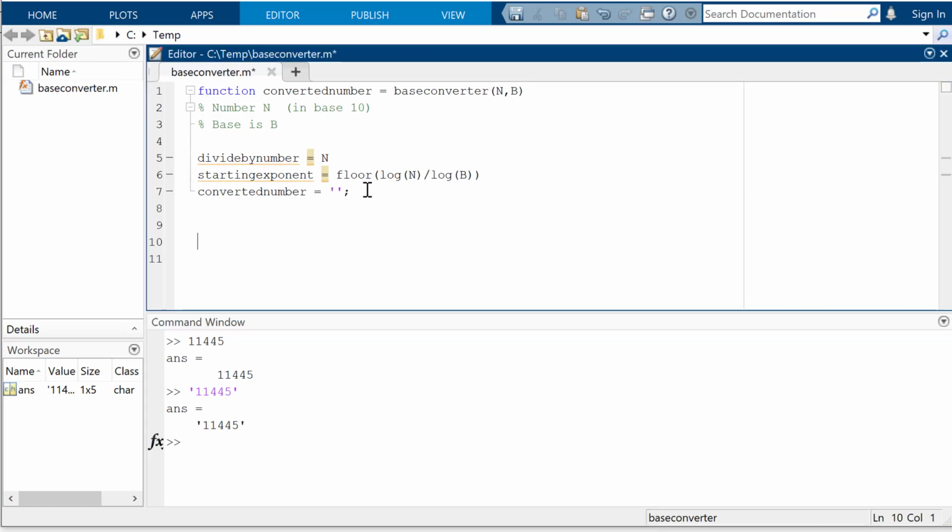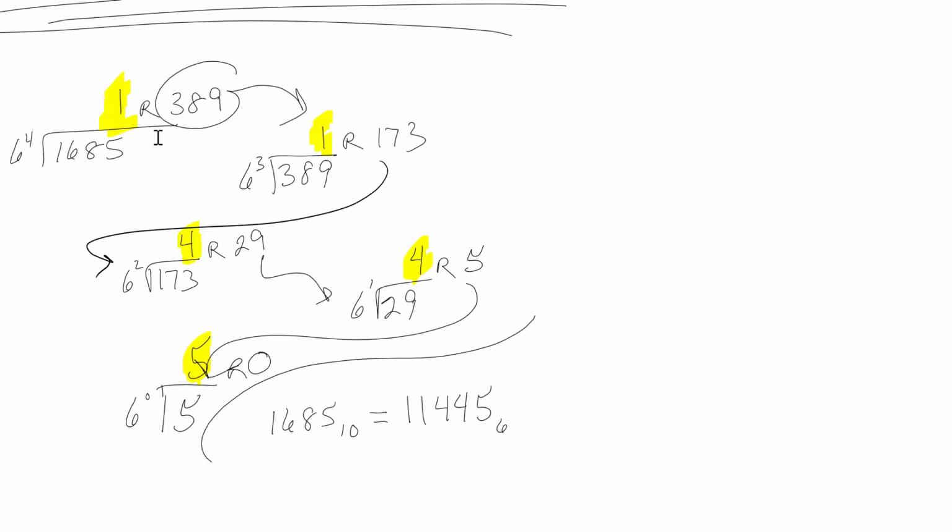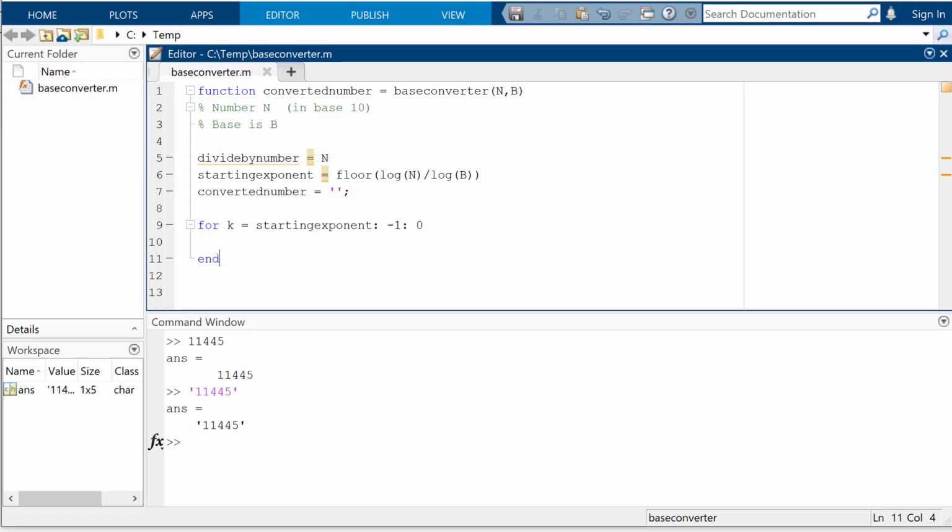All right, so basically for k, I'm going to start with a starting exponent, and I'm going to go down by 1 all the way to 0, right? Because that's what I did. I started with 4, 3, 2, 1, 0. So I've got to go all the way down to 0 just to kind of make it pretty.